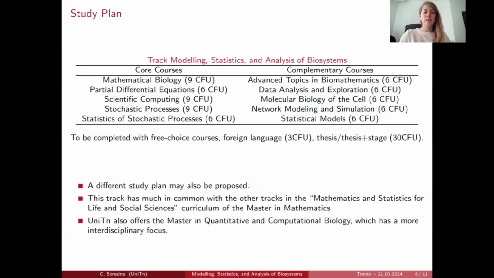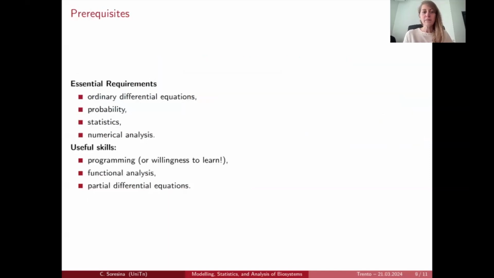I should say that this track has much in common with the other tracks in the curriculum, mathematics and statistics for life and social sciences. If you are more interested in interdisciplinary topics, you may also have a look at the Master in Quantitative and Computational Biology.